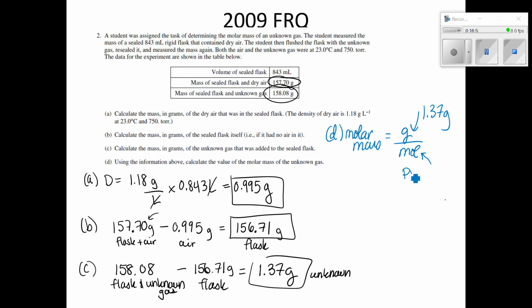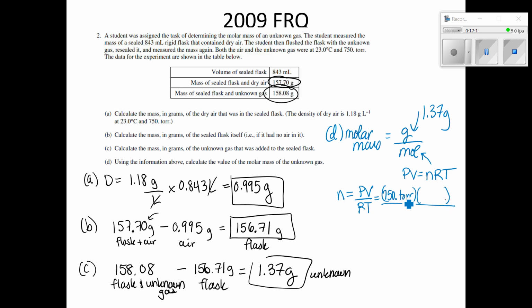You can use PV equals nRT, so your ideal gas law. So I can rearrange this and solve for n. So n equals PV over RT. And if you look, your pressure is 750 torr. Your volume, actually, I'm going to skip ahead and look at R real quick.